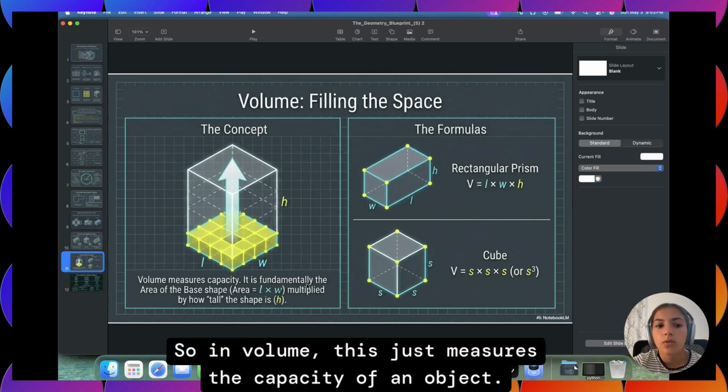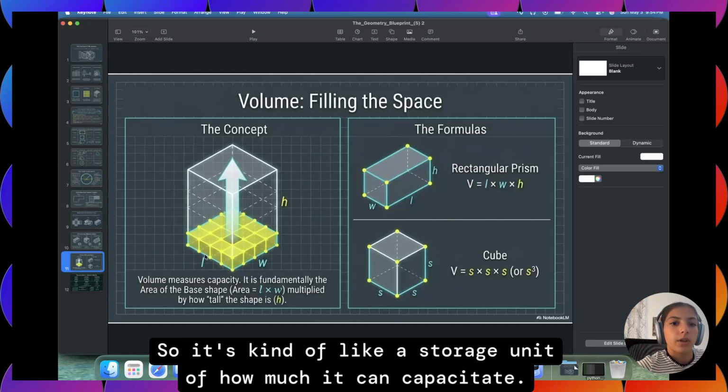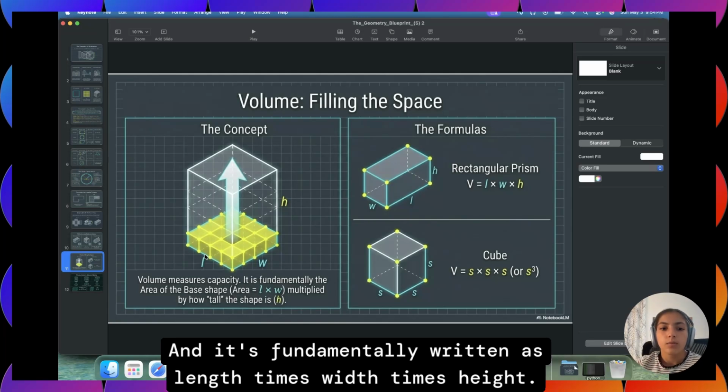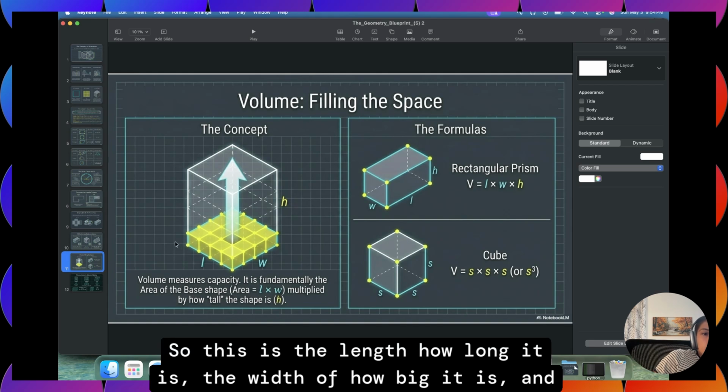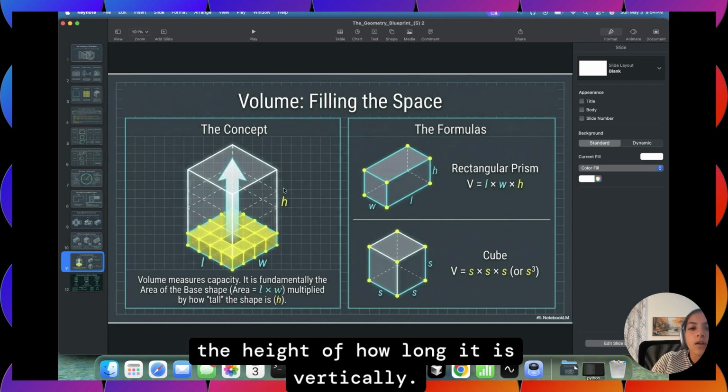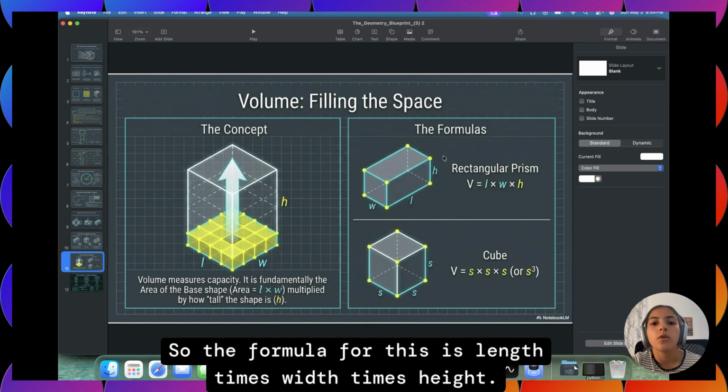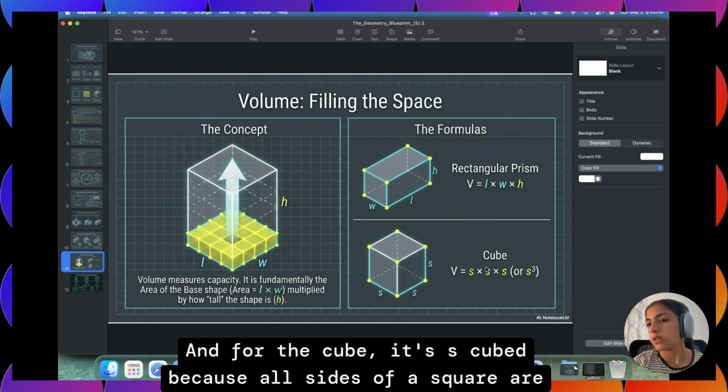Now volume just measures the capacity of an object. It's like a storage unit, how much it can hold. It's fundamentally written as length times width times height. This is the length, how long it is, the width, how wide it is, and the height, how long it is vertically. So the formula for this is length times width times height. And for the cube, it's s cubed because all sides of a square are equal.